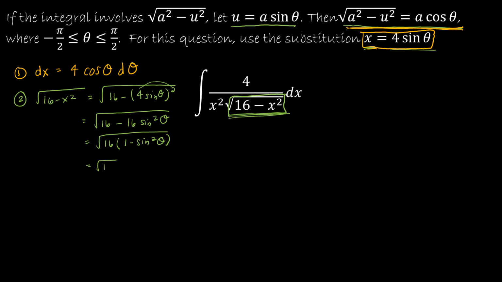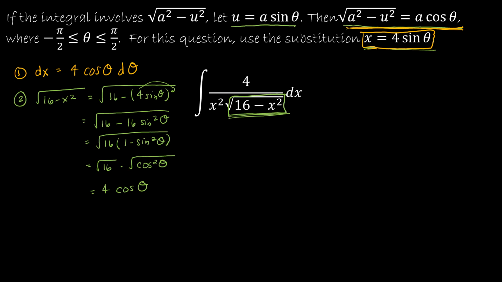I'm going to break this, because it's now a product, into two radicals. The first one is root 16, which obviously is 4. And the second one is 1 minus sine squared theta, which I'm going to replace with cosine squared theta. That's that trigonometric identity, the Pythagorean identity. If I take the square root of cosine squared theta, I get cosine theta.